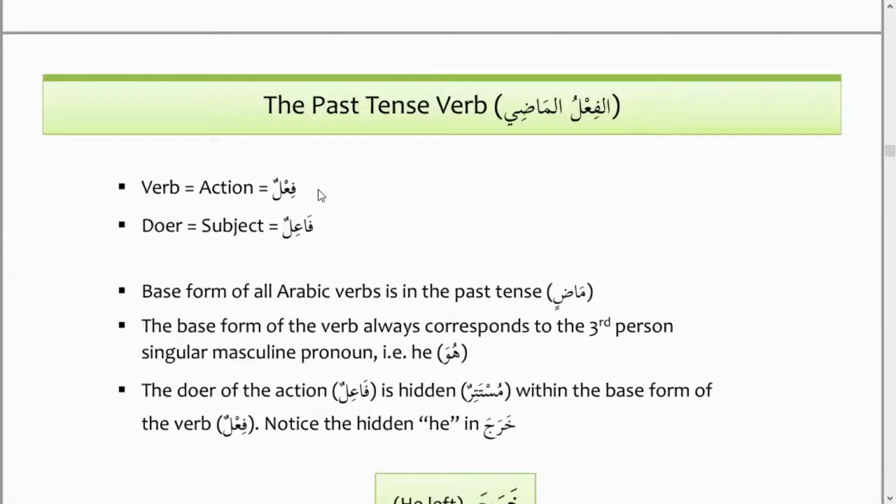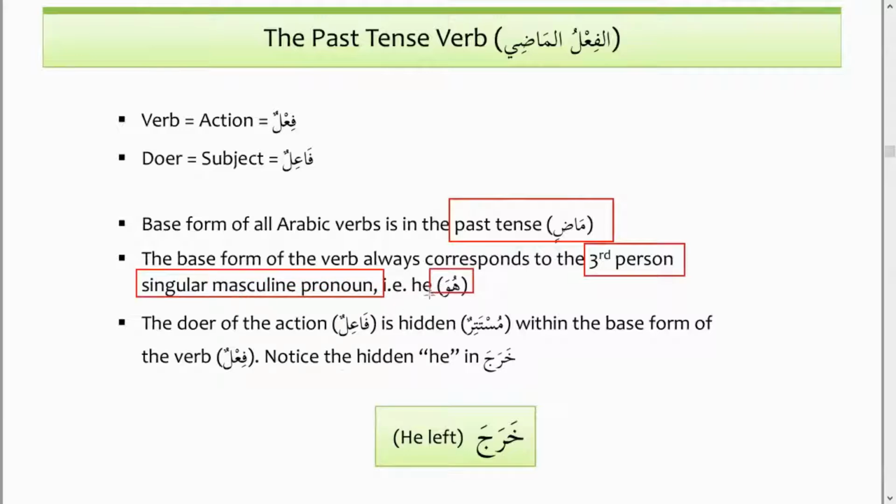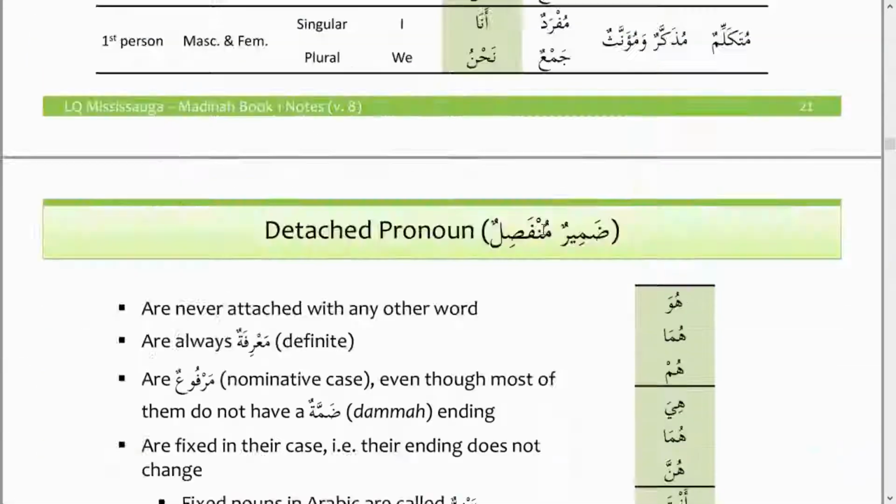Next thing is the past tense verb. We introduce the past tense verb, al-fi'l al-madi. So what is fi'l? The action, the verb itself, is called fi'lun, and the doer is called the fa'ilun. Verbs in Arabic generally start from the past tense. This is the style in Arabic, and the third person singular masculine pronoun is used, the huwa type.